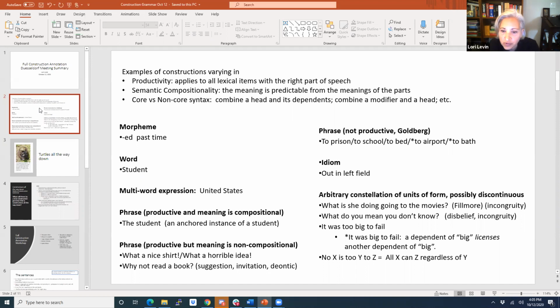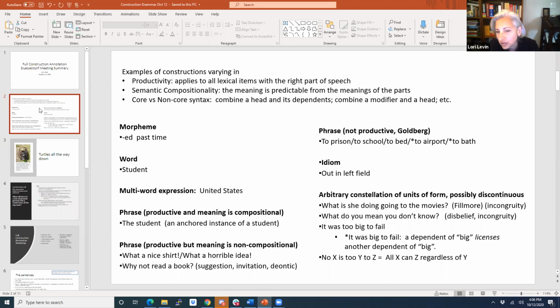But there's also an issue of productivity. Putting together the and student is a highly productive process. You can put together any determiner and any noun, and that's called productivity. So I could say the student, I could take a different determiner, a student, I could take a different noun, a desk. It's very highly productive.